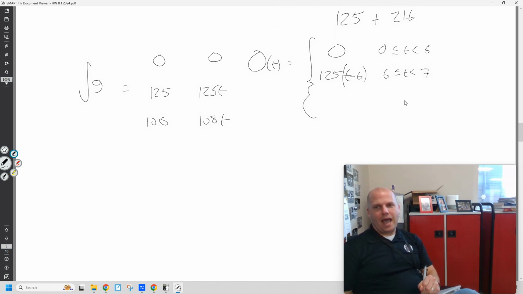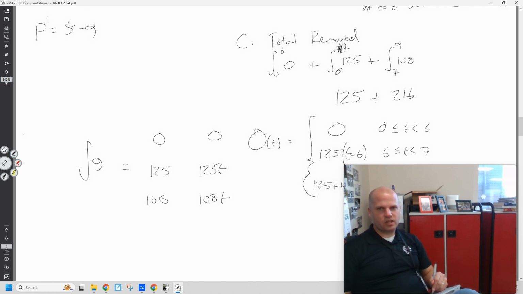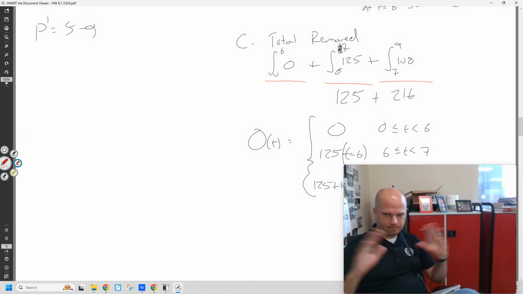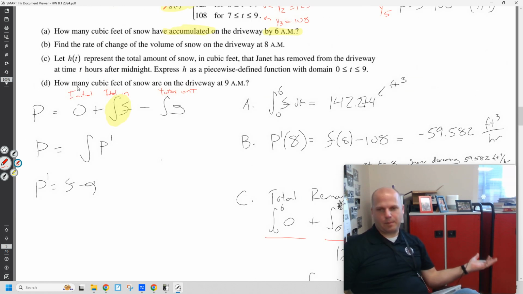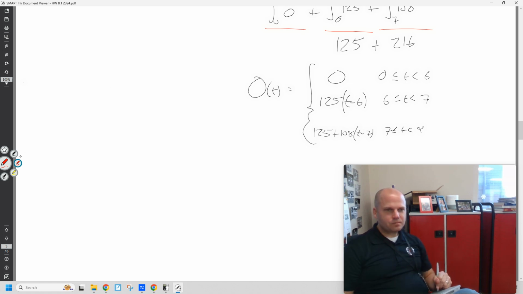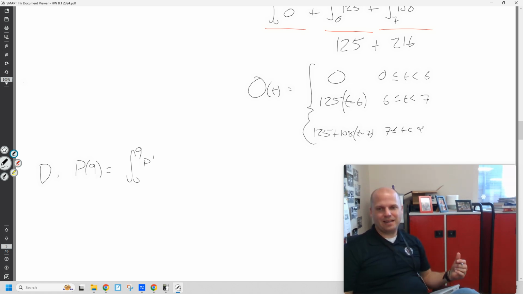And then at 7, we've already removed 125 feet, and then we start removing at 108 feet per hour. Again, not super important. What's important is, can you tell me the total removed? Can you split this up into multiple integrals to get the total out? Because part D is how much snow is in the driveway. Now, again, there's going to be multiple ways to do this, which freaks students out. We want the total amount at time 9.